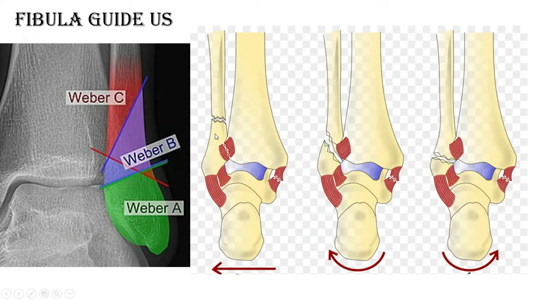Now, if the fracture is below this syndesmotic line, this is called Weber type A. This is very easy to manage. But if the fracture is in this syndesmotic area, this is very difficult to manage. And if the fracture is above this area, then it is also very easy to manage.